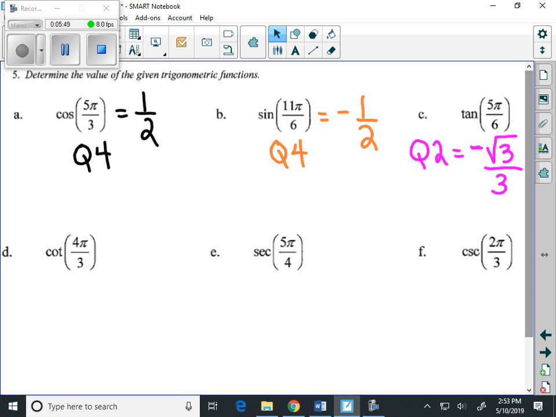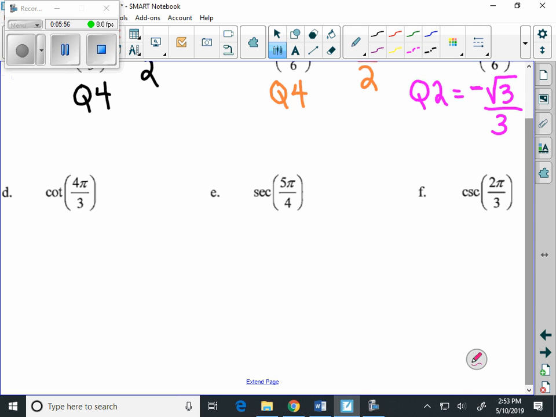Well, cotangent of 4 pi over 3. Think about the quadrant, and 4 pi over 3 is in quadrant 3. Cotangent as well as tangent, they're going to be positive, and no, you don't have to write the positive. But let's think about this here. It's the tangent of 4 pi over 3.